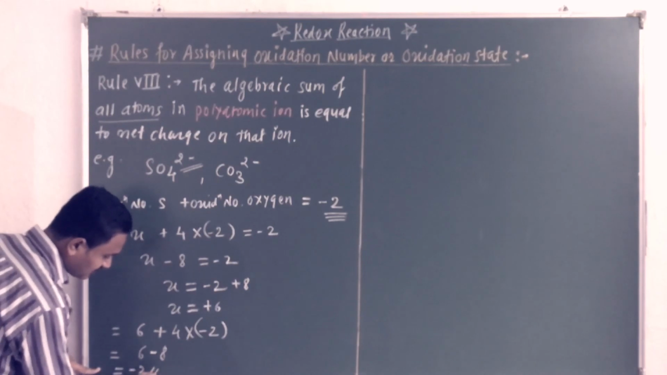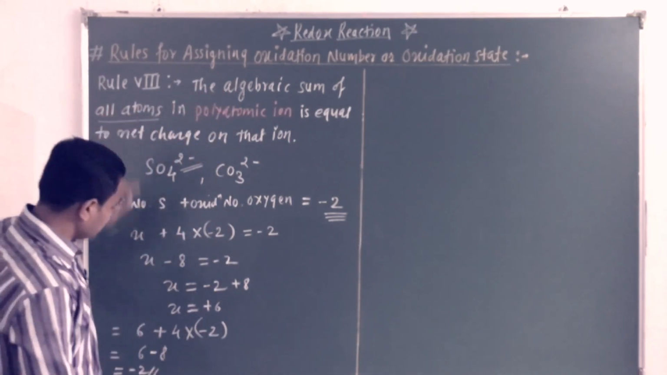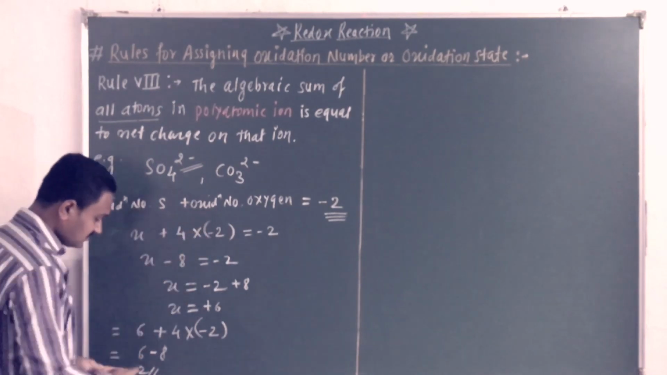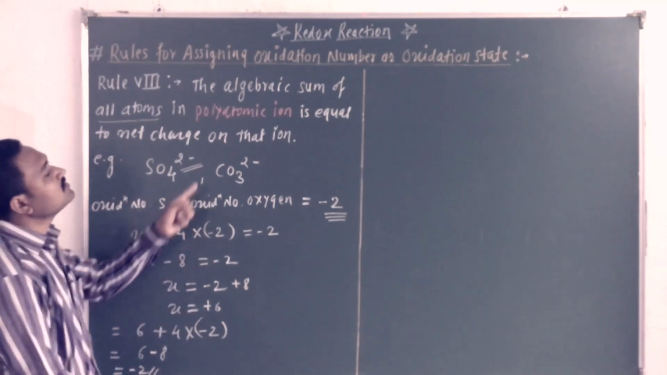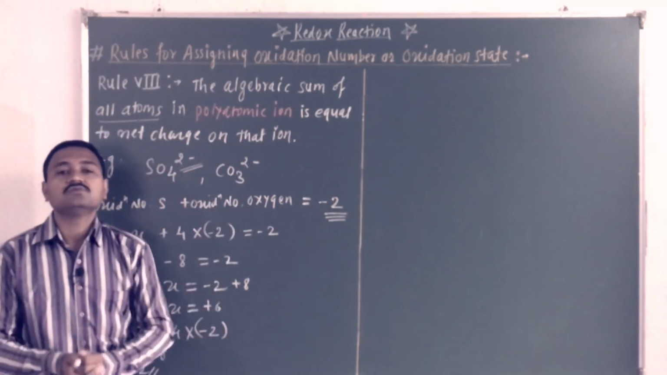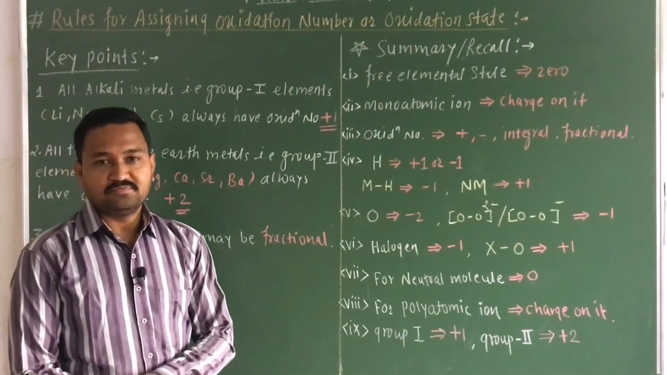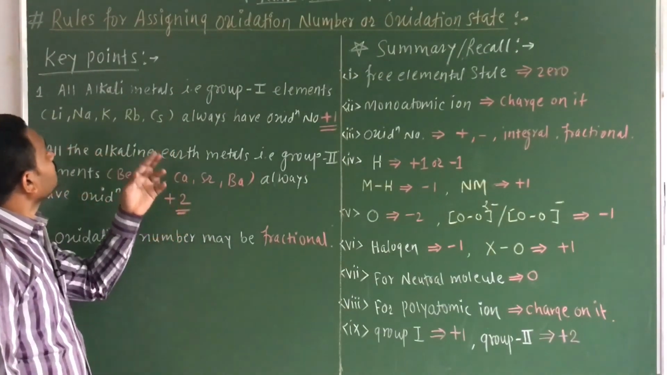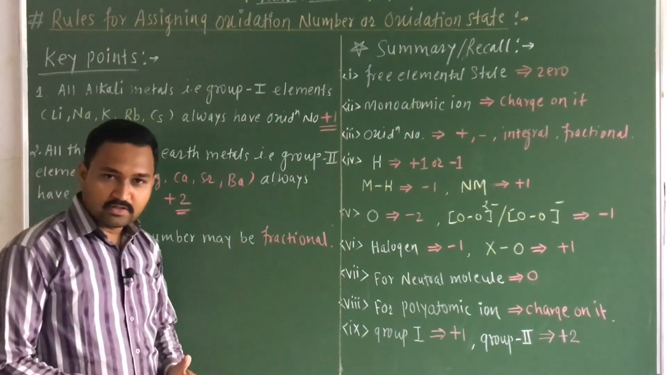So this is nothing but the algebraic sum of all atoms. Here, sulfur and oxygen, therefore the algebraic sum of all atoms equals the net charge on that ion. So this is your rule number 8, which is very simple. We have studied the 8th rule for assigning the oxidation number. But remember, there are 3 important key points. You just remember them, because they are not given in the rule.